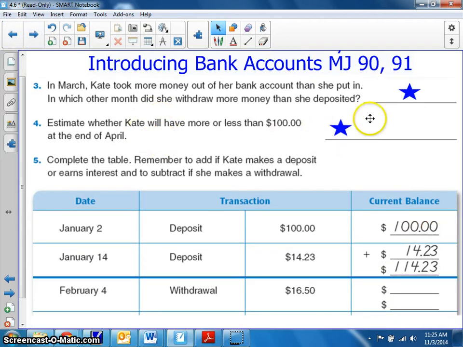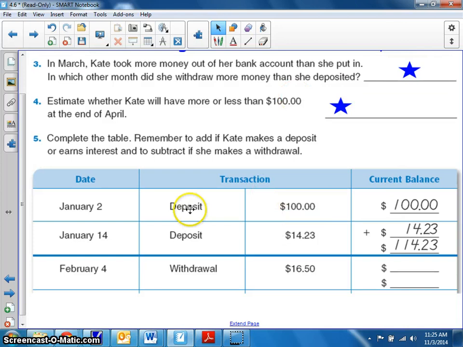So, let's say Katie has her account. She started with $100. She made a deposit of $100, so we added 100. She then made another deposit of $14.23. Because of the deposit, we add that, and we have a new balance here. What about the withdrawal? A withdrawal is where we subtract, because we're taking money out. So we subtract the $16.50.